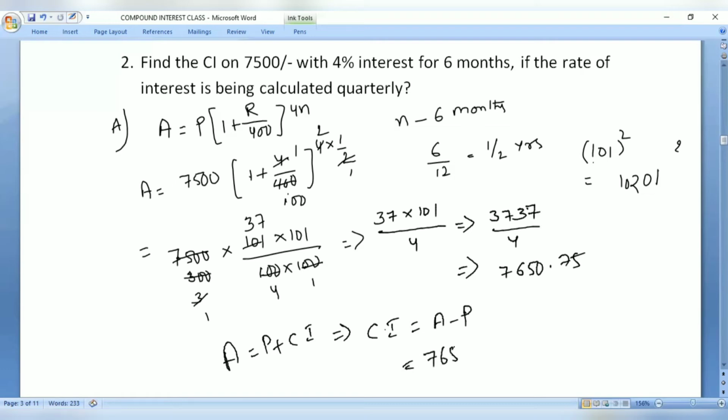Your amount is 7,650.75 and minus principal is 7,500. So that means the interest that we earn is 150.75. So if 7,500 is invested for 6 months with rate of interest 4%, if the interest is calculated quarterly, then every quarter the interest is added to the principal. Okay. So now let us move on to the next question.